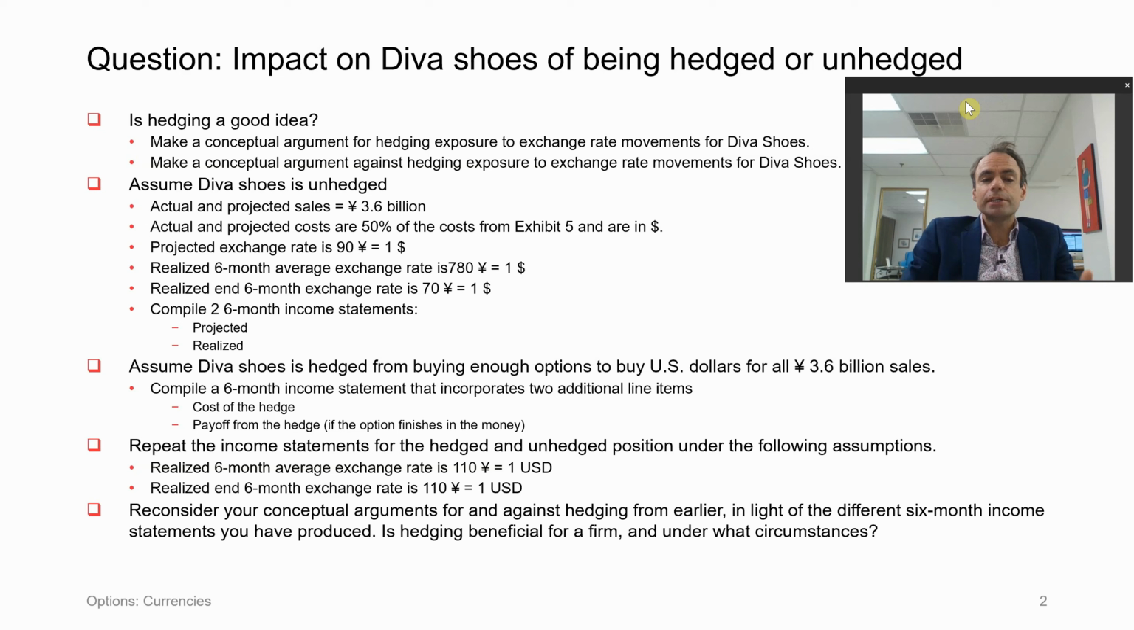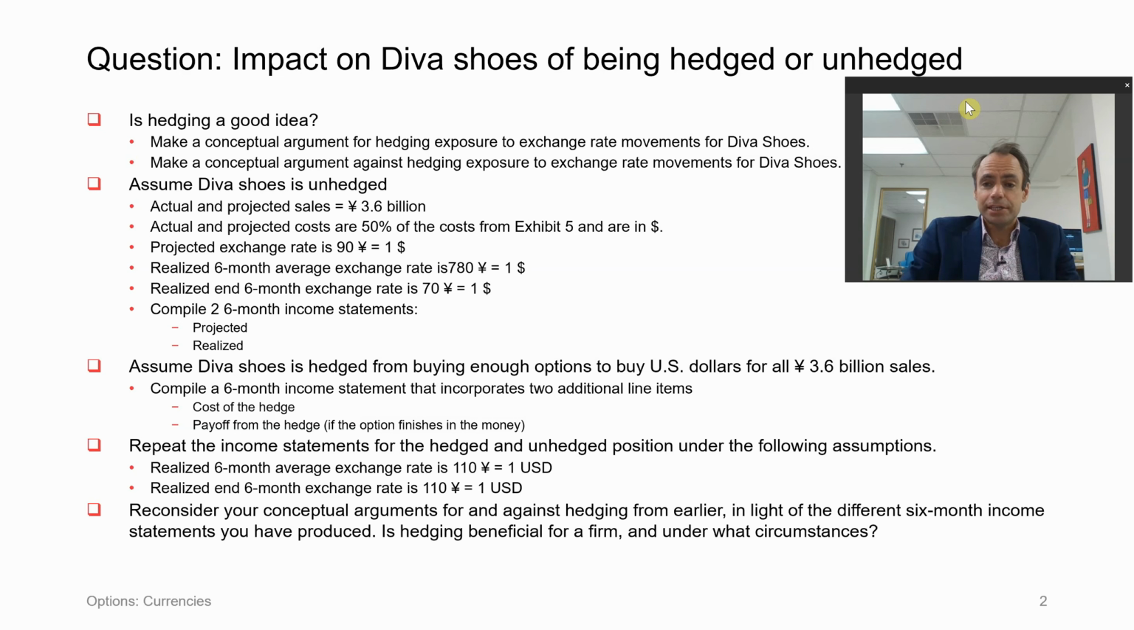So the key point is that you want to hedge your exchange rate movements if there is going to be a material, prolonged and asymmetric impact on the business from having the yen depreciate versus having the yen appreciate. And if Diva Shoes could identify something which has a material, prolonged and asymmetric impact from the exchange rate deteriorating, that's a justification for some hedging.